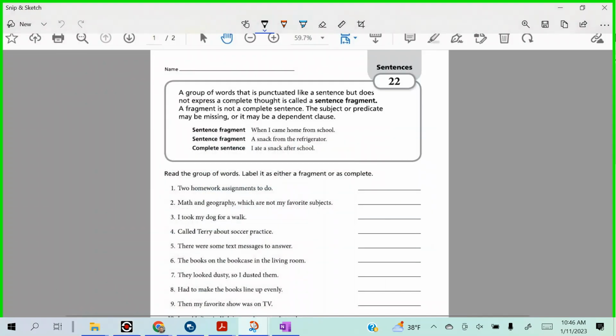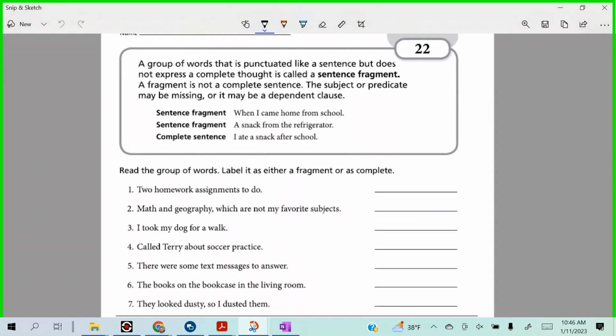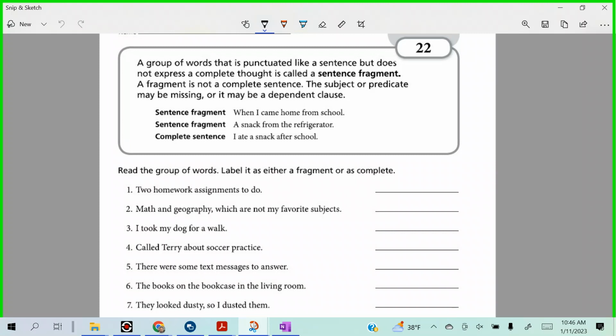All right, y'all, here it is. A group of words that is punctuated like a sentence but does not express a complete thought is called a fragment. So this is different from a run-on, okay? I showed you run-ons. Let's look at what fragments are, Emma, okay?